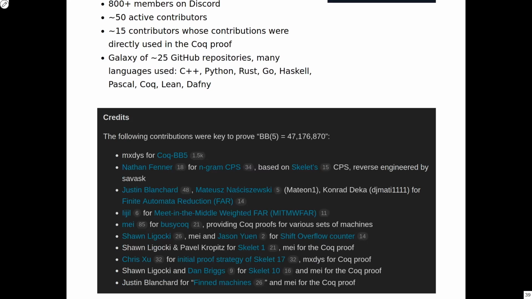Today we have around 800 members on this online community, and around 50 active contributors, people that often post messages and work on the problem, and 15 contributors whose contribution ended up being used by the code proof. It's decentralized in the sense that everyone has their own repository with code doing stuff, and it uses every language you can think of. So there was no constraint that people should comply to use this or that language. And now we're going to talk about a general outline of this proof.